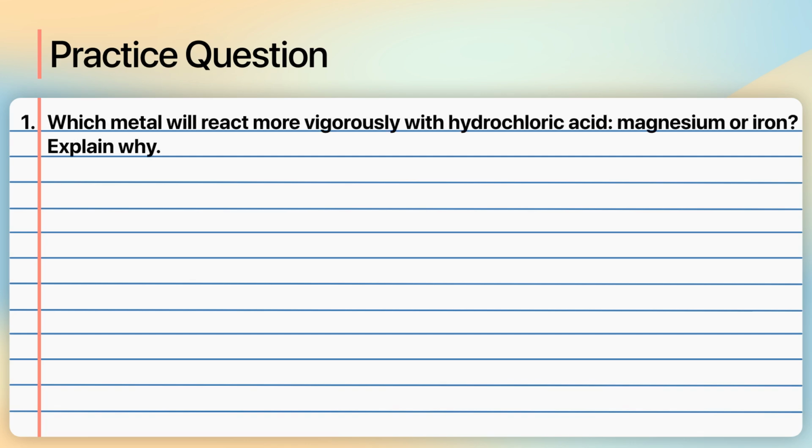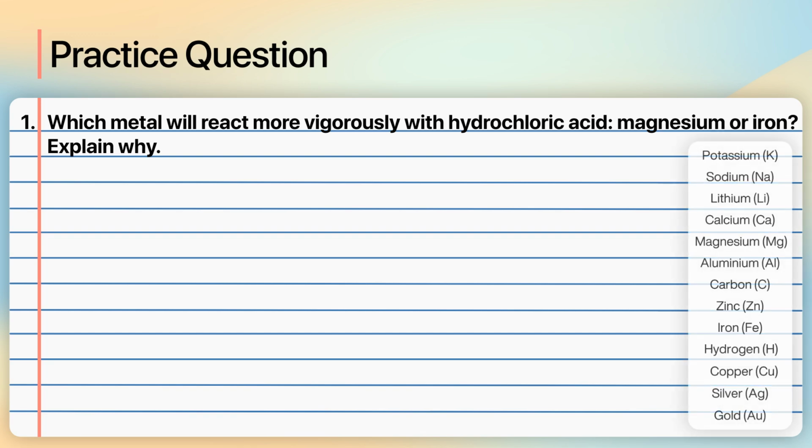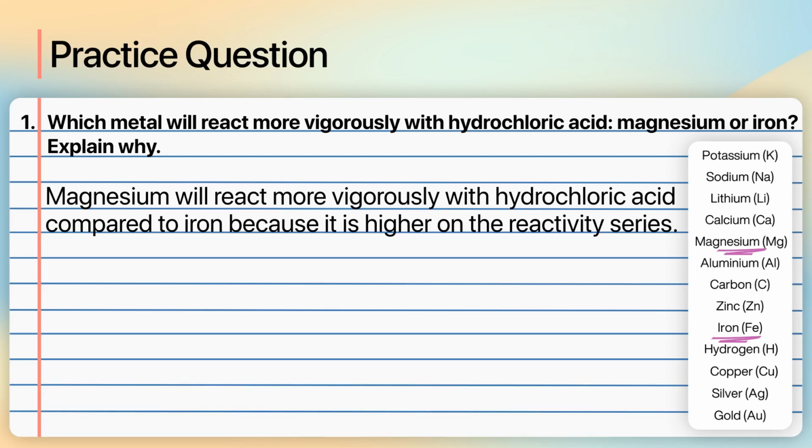Which metal will react more vigorously with hydrochloric acid, magnesium or iron? Explain why. Okay, so to determine which metal will react more vigorously with hydrochloric acid, we refer to the reactivity series. Magnesium is higher in the reactivity series than iron, indicating it is more reactive. Therefore, magnesium will react more vigorously with hydrochloric acid compared to iron because it is higher on the reactivity series.